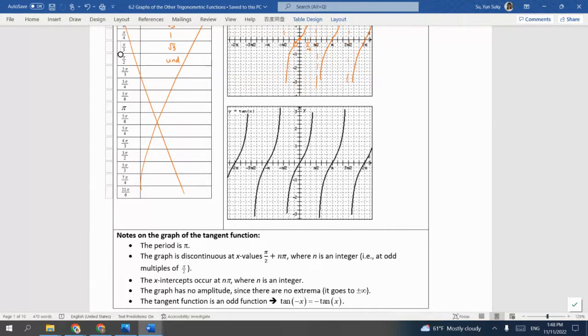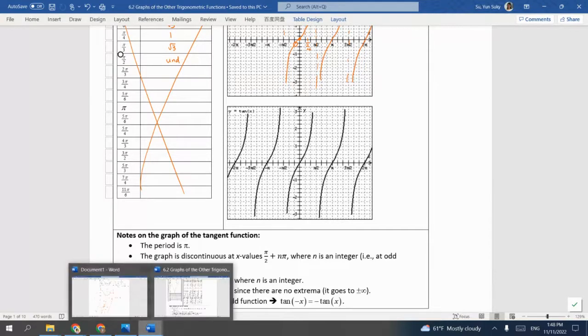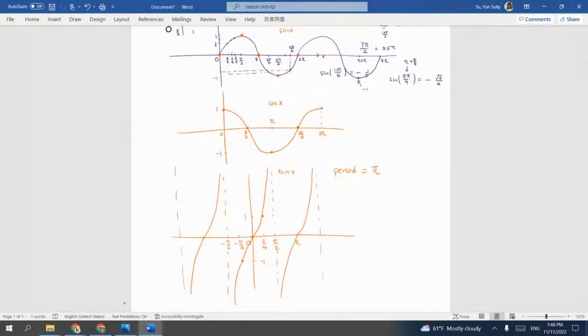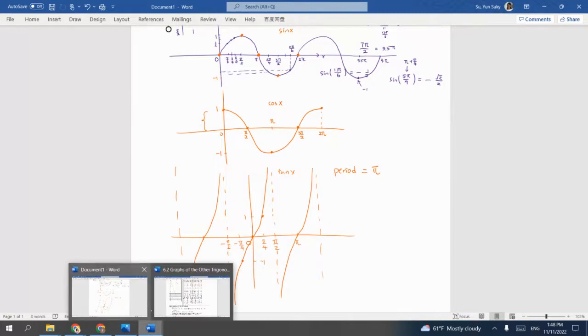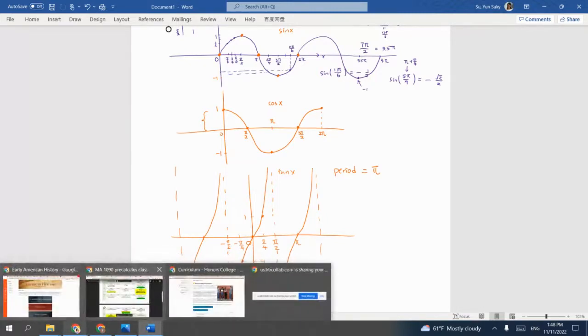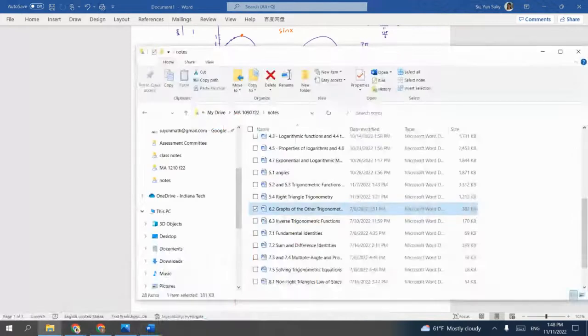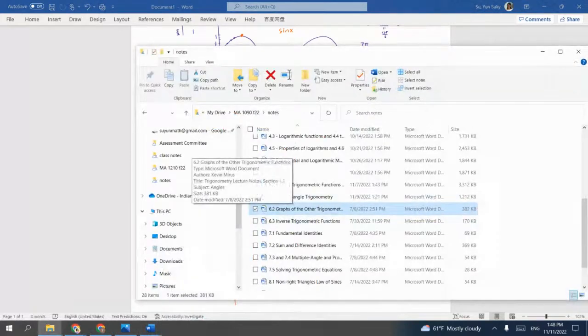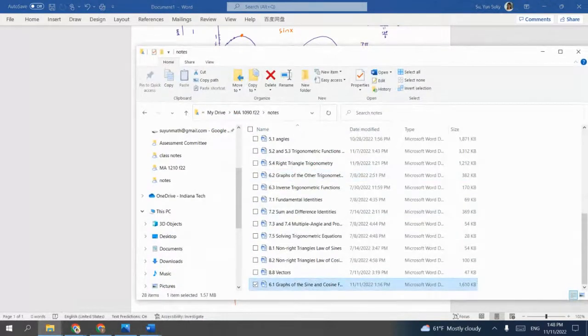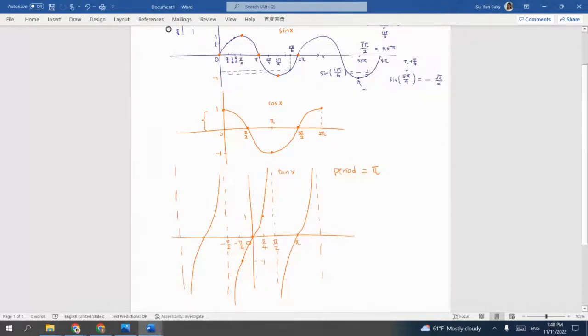The graph has no amplitude. Well, amplitude is, in our picture, this number. Okay? So for cosine and sine, the amplitude is 1. And it's whatever number we multiply. So for our last example, what was our last example that we did? Where's 6.1? Okay. Our last example, what is the amplitude?